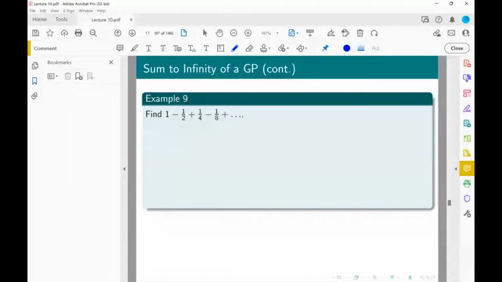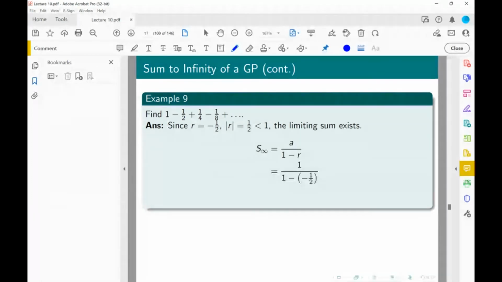Yeah, so the common ratio would now instead be minus a half, exactly. So the common ratio is minus half. This is still less than 1, but be careful that the absolute value of minus half is plus a half. So the magnitude is still less than 1. The limiting sum exists, so S infinity in this case, the limiting sum is a on 1 minus r. It's 1 over 1 minus minus a half.